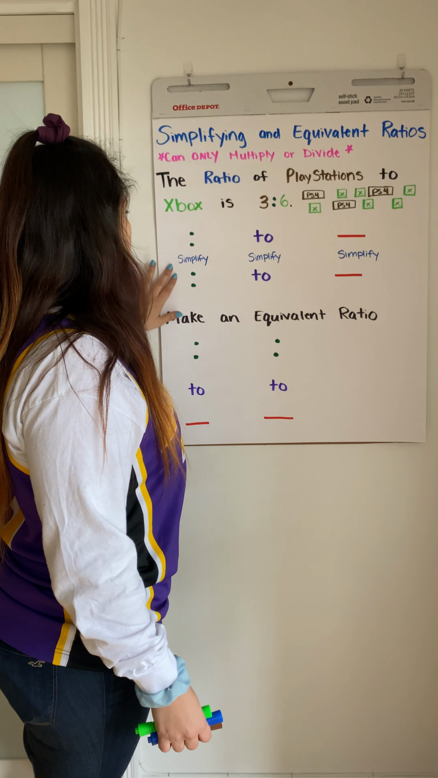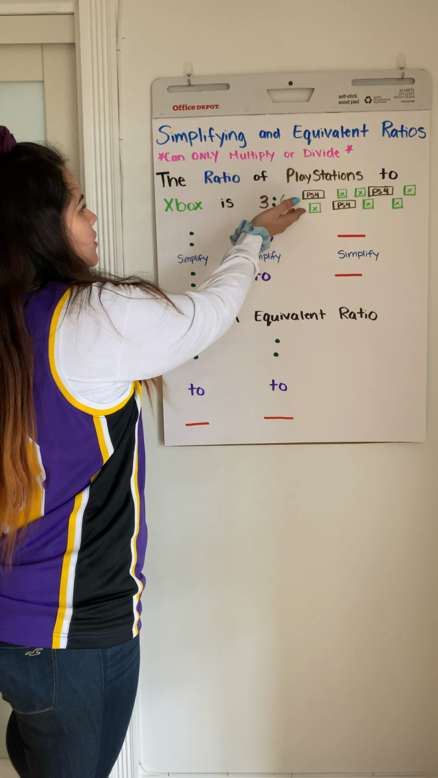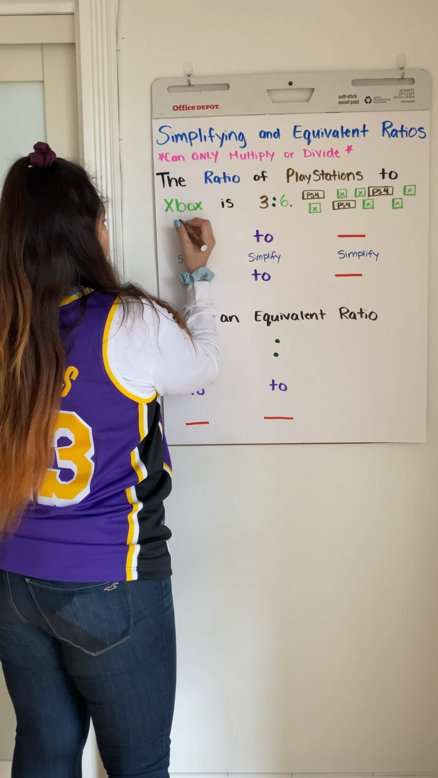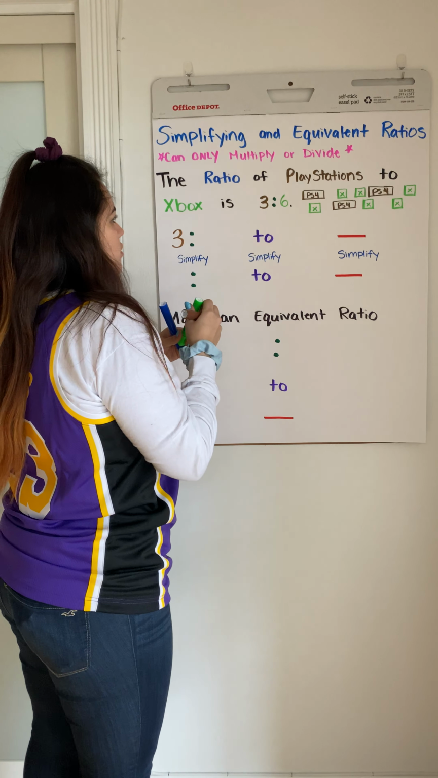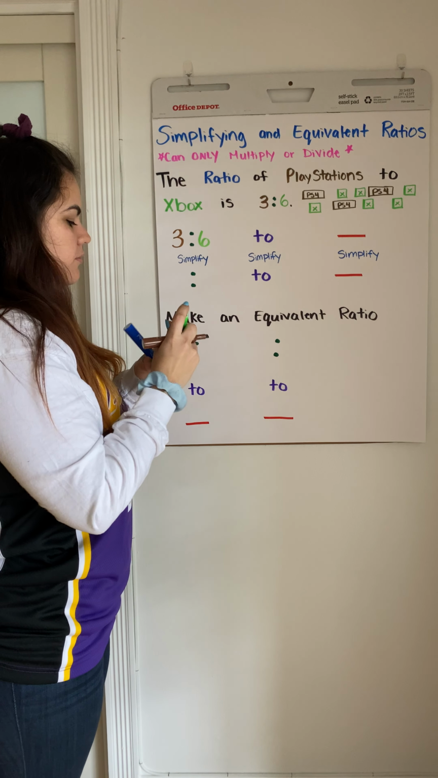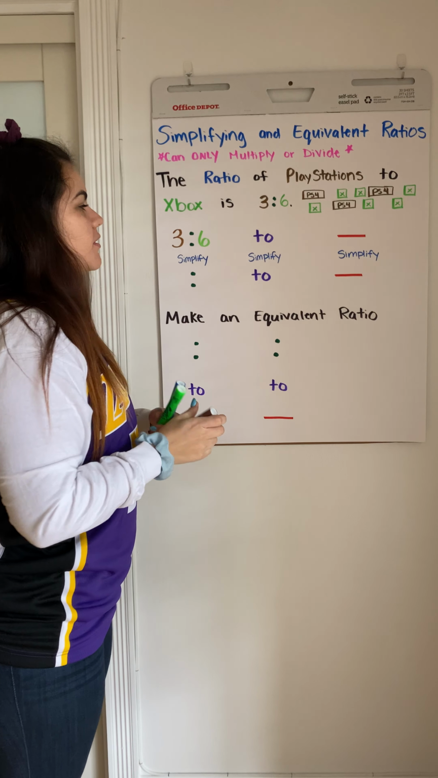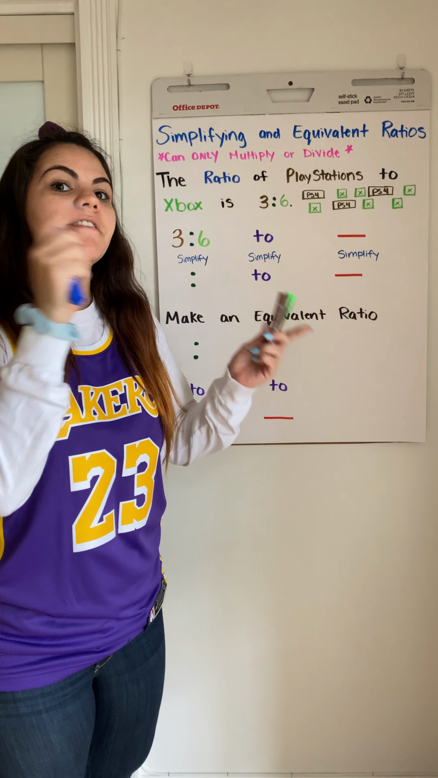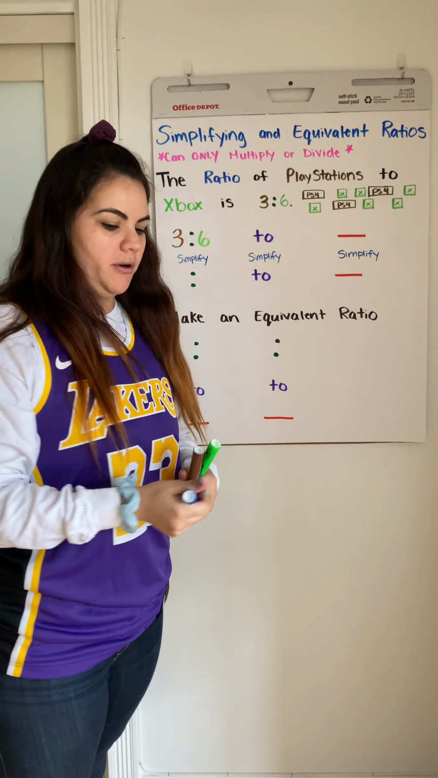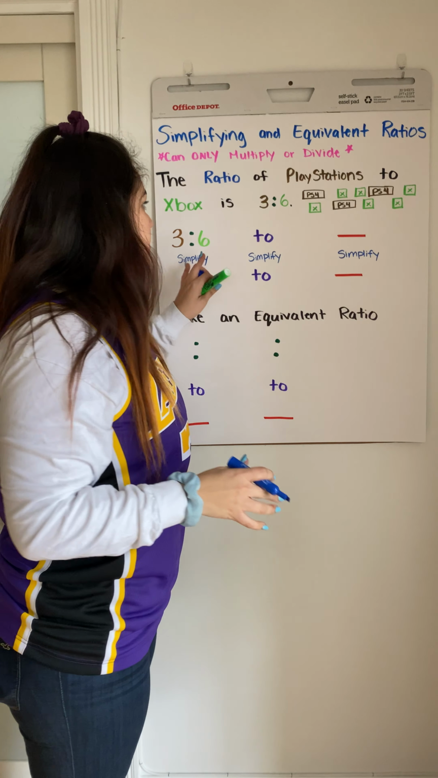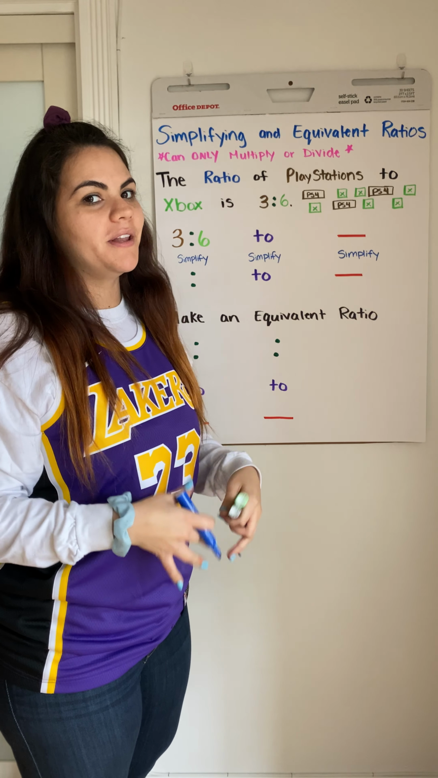So in that sense, we're going to do it with simplifying. I'm just going to use the ratio that it gave us, 3 to 6. Right? That's the one they gave us. All right, so I'm going to simplify. Remember, simplify means to make smaller, so I can only divide when getting smaller numbers. What number can these two simplify by?